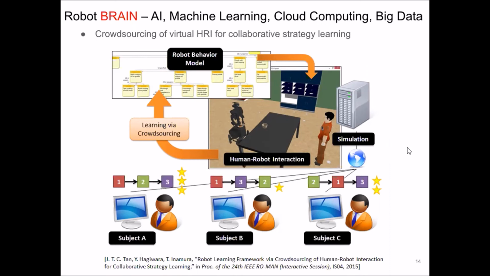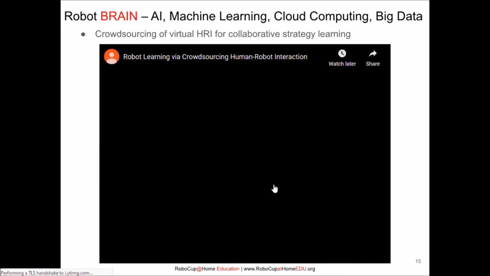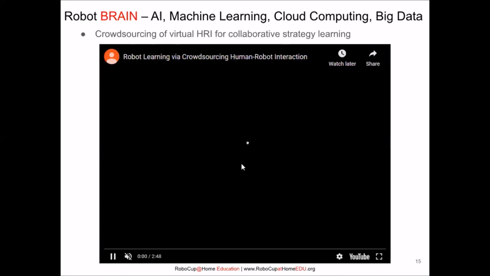So from here, we crowdsource the learning process on the cloud, gather the information and the knowledge, put it into a database, and link this database to the local real robot. This just shows one example of how the learning can be done.